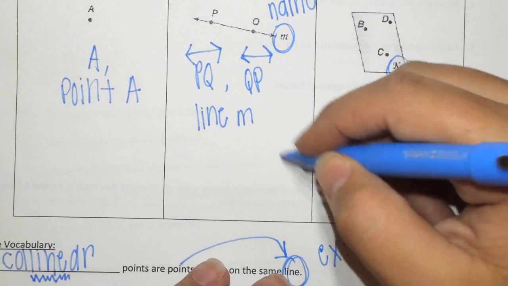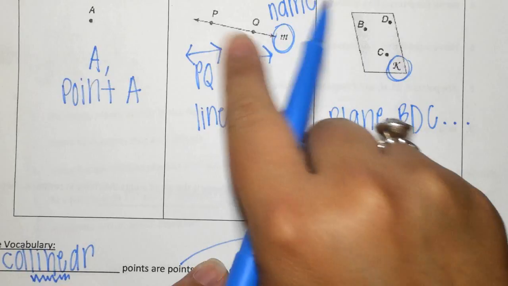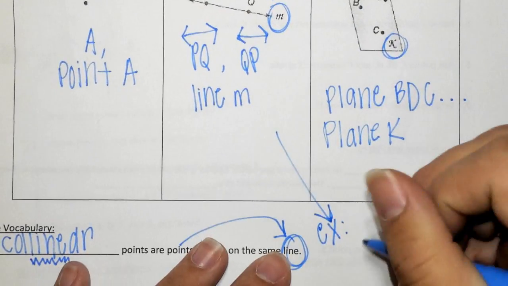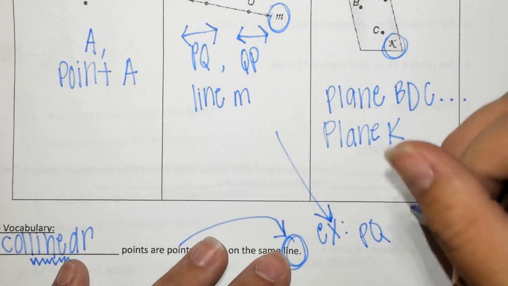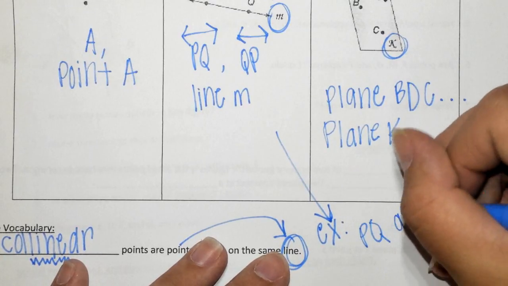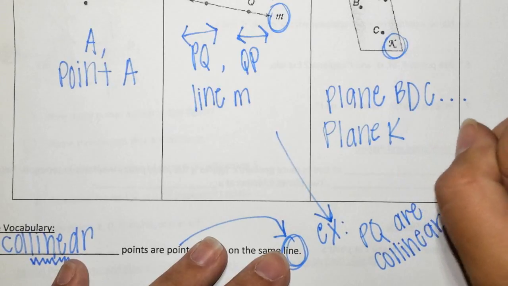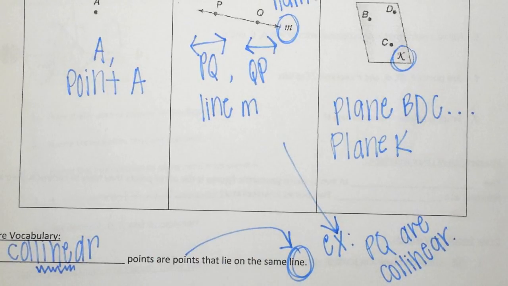Example. Right here, P and Q are collinear because they're on the same line. So, our example, P and Q are collinear, because they're on the same line.